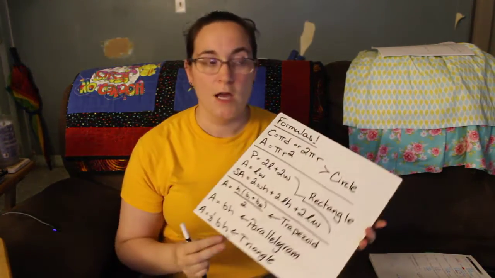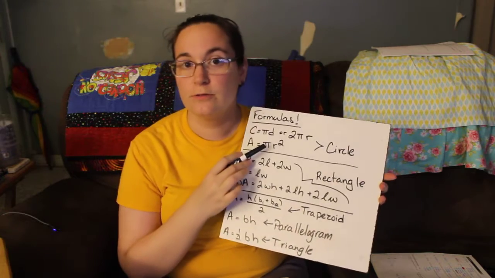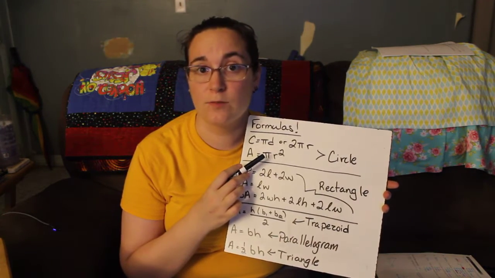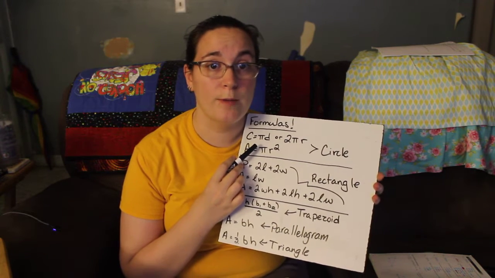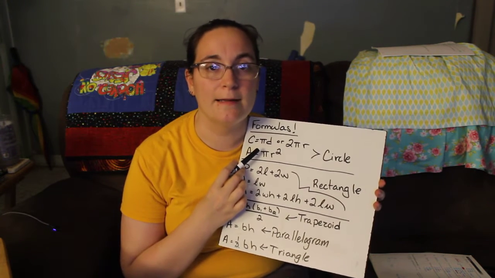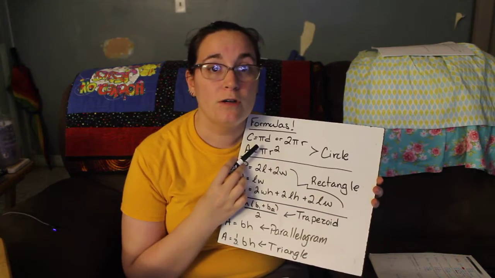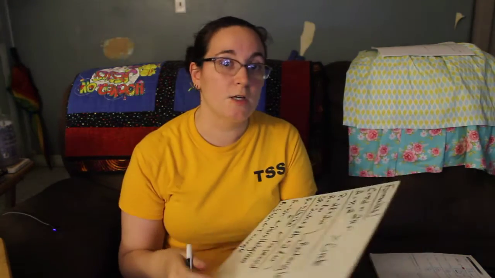Let me see. Oh, you also need to know that pi, when we were talking about pi with our circles, pi is an irrational, non-terminating decimal. This means that it goes on forever and ever. It is also a non-repeating decimal. It doesn't ever repeat anything. It just goes on and on forever. That's what makes it irrational.